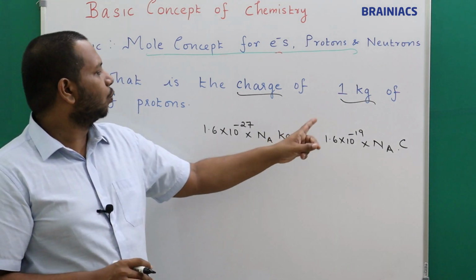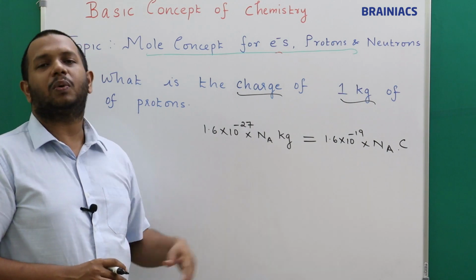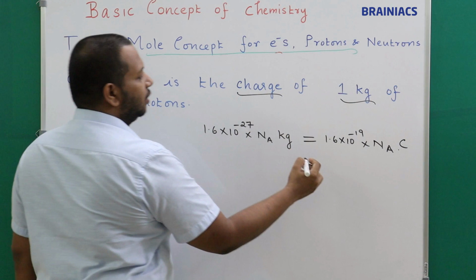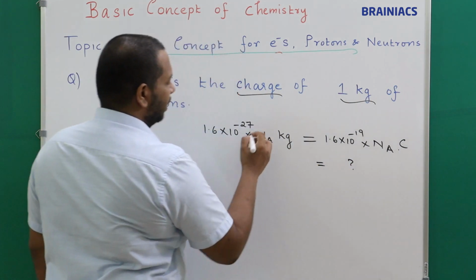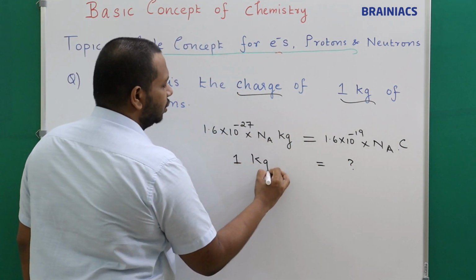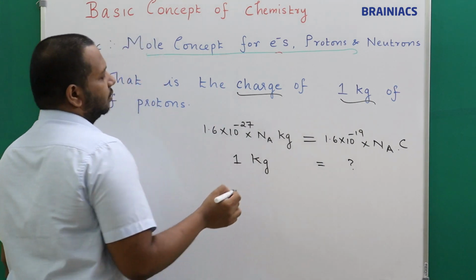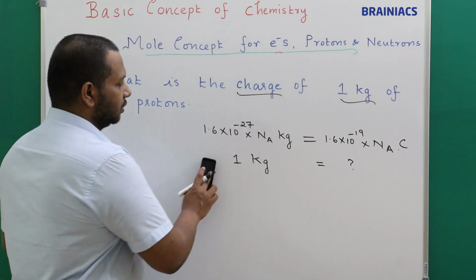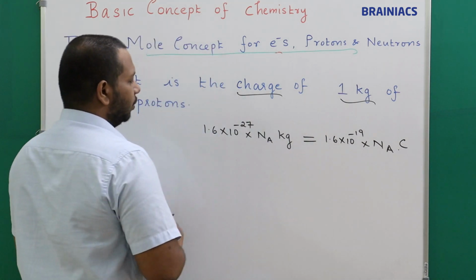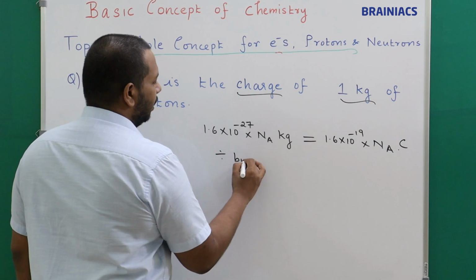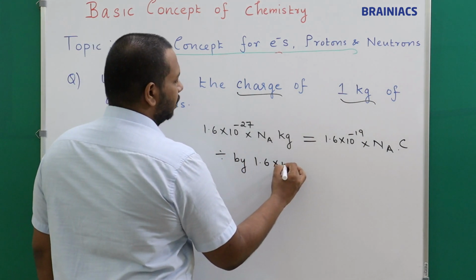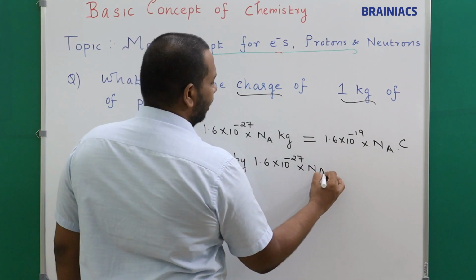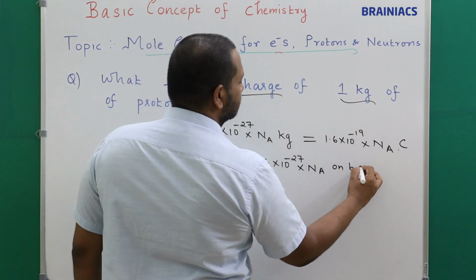Now what they are asking is for 1 kg. So tell me how to convert this to 1 kg. You know that you divide by the same number. What they have asked here is the charge for 1 kg of protons. So convert this to 1 kg. For converting this to 1 kg, what you need to do? Divide by 1.6 into 10 power minus 27 into Na on both sides.